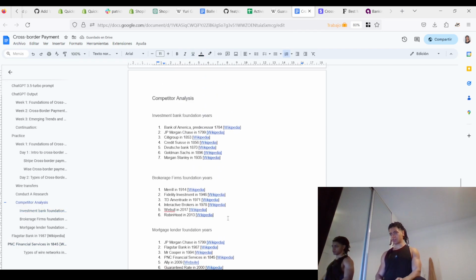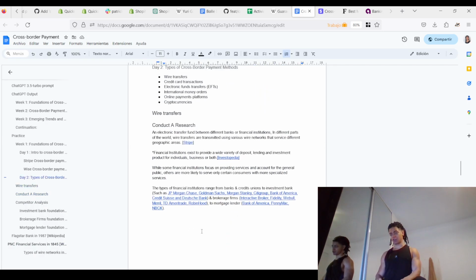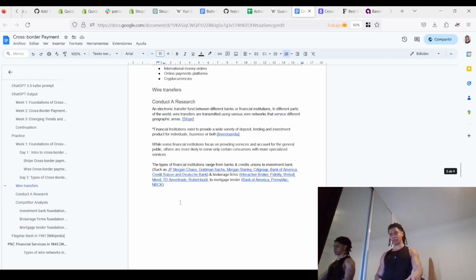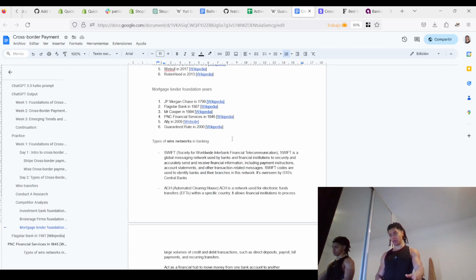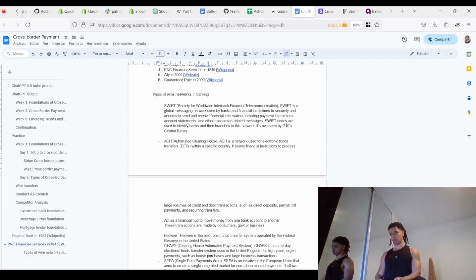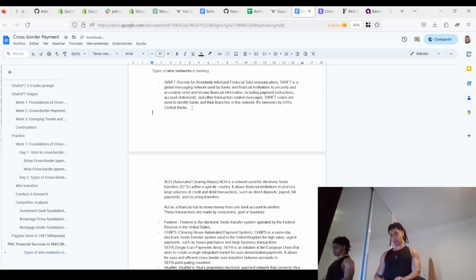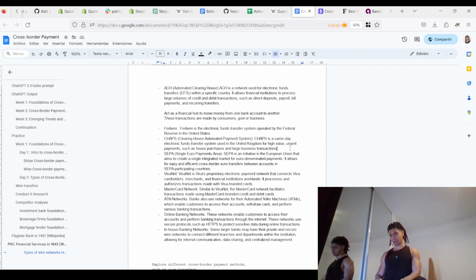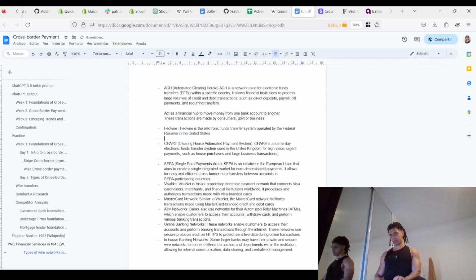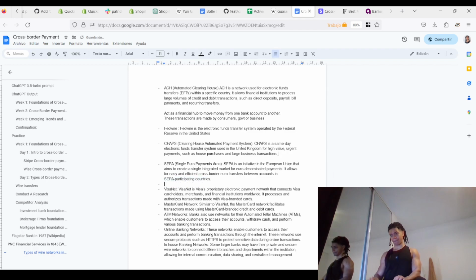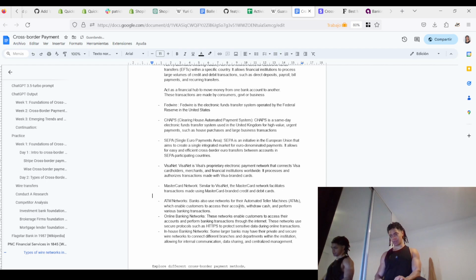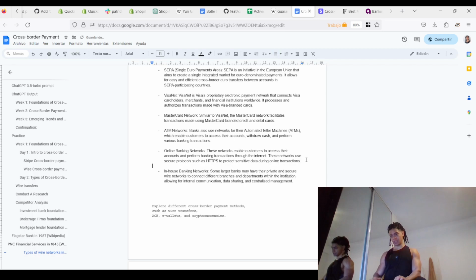So the whole point of doing the competitor analysis is to understand who the other players are in this industry, in this area of wire transfer, especially the financial institutions, and understand how long they have been here. And understand the types of wire networks in banking. So you have SWIFT, ACH, Fedwire, CHAPS, SEPA, VisaNet, MasterCard, ATM networks, online banking networks, and in-house banking networks.